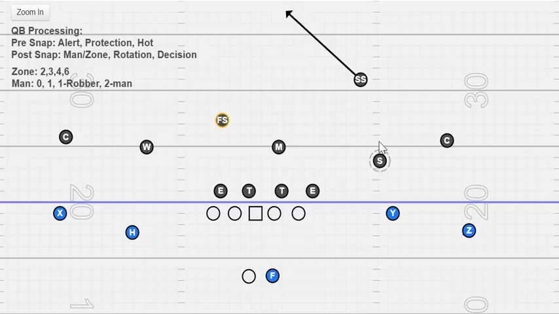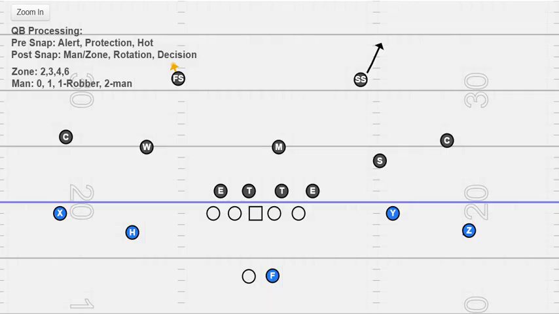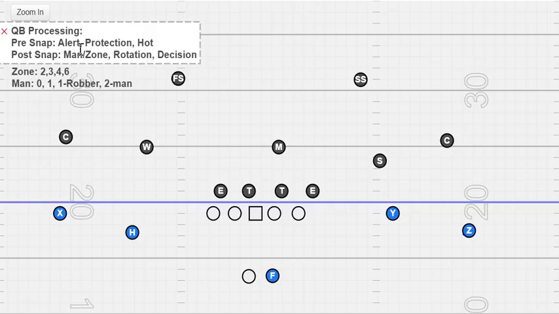And then last but not least, let's talk about two-man. Basically all that is, is two deep safeties, right? So we talked about cover two just a minute ago. Boom, two deep safeties, and then man-to-man everywhere else. Okay, that's all it is. So now that we know the coverages, let's talk about quarterback processing for a second.